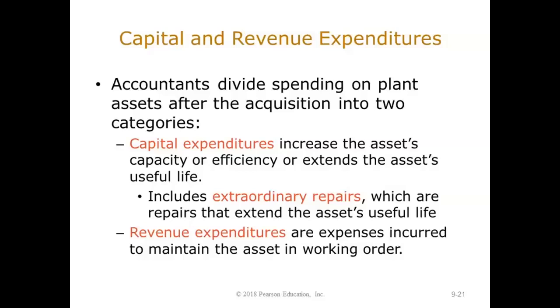Now, as soon as I buy that new engine and drop it into the Acura, that's going to be a capital expenditure. Why? Because it's going to increase the Acura's useful life. It's going to go for a longer time period than the original engine would have. That's considered a capital expenditure. A revenue expenditure in this case would be your normal oil changes, new tires, anything to keep the car in working order. That would be considered a revenue expenditure, and those expenses would be matched up against the revenues.